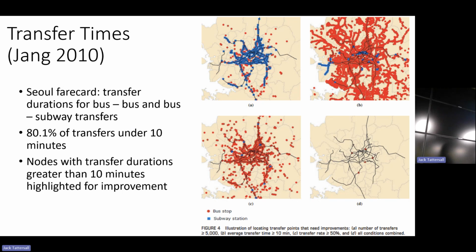Here we can see point nodes where there are more than 5,000 transfers, I think, a day. Here there are transfer times exceeding 10 minutes. Here you can see at least 50% or more of passengers at a given node are transferring services. And D is the combination of all those. So that can highlight your worst connection nodes in the Seoul region and which ones should be prioritized for improvements like rescheduling. And he found that 80.1% of transfers in Seoul were done in under 10 minutes.